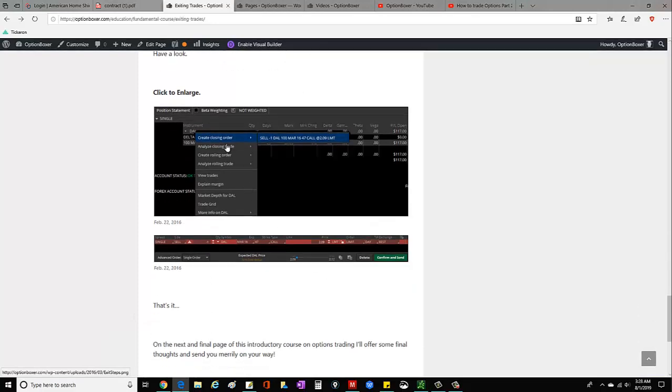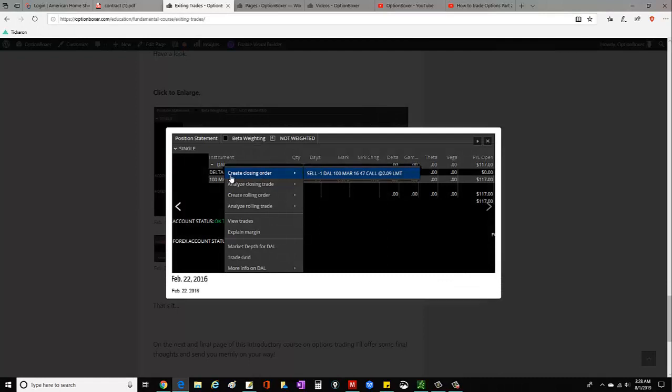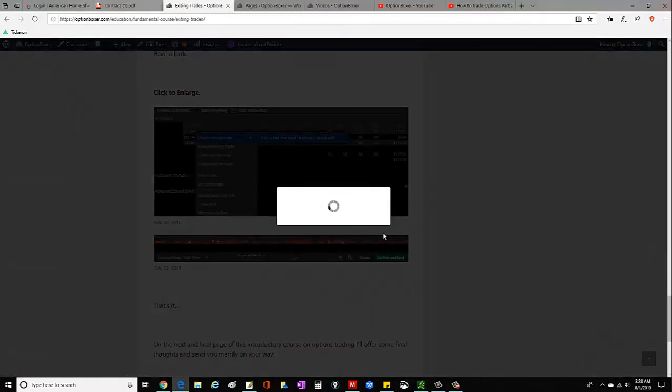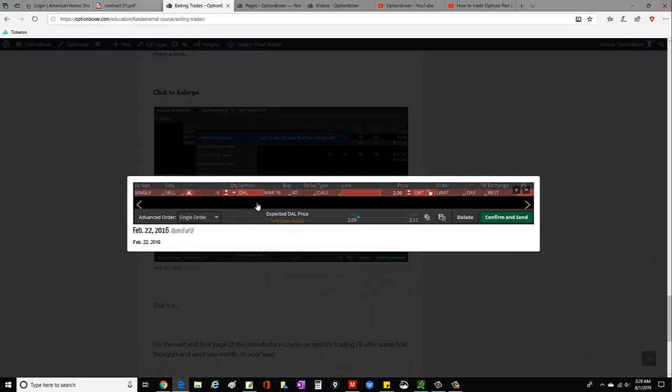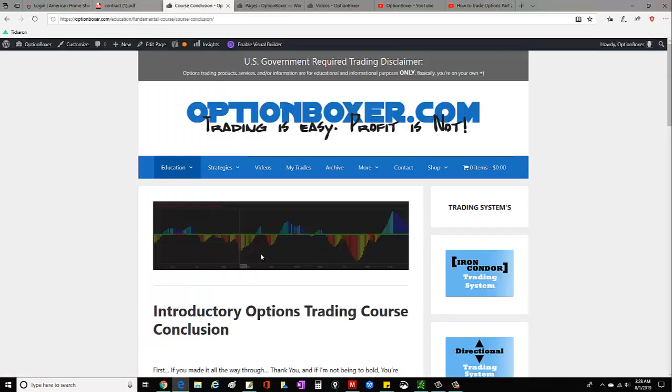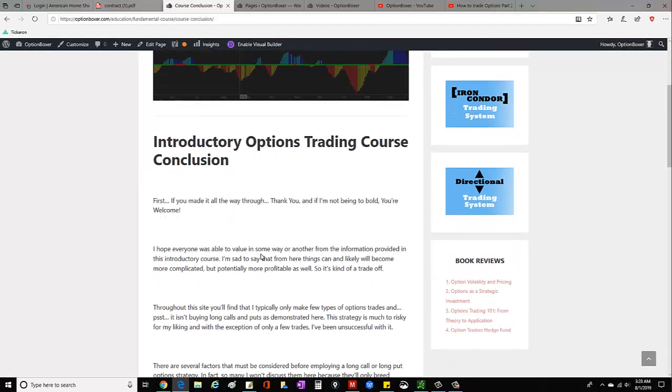And you can see here, this is actually an image of the monitor tab, what you would kind of look at. So you'll right click on that delta position and create closing order, and then sell one delta contract. And then of course it'll open up this screen, which we just looked at, and you're just simply selling to close this position, and you'll confirm and send it, and then that's it. So on the next page we'll take a look at a couple of my final thoughts, and then that'll be the end of this introductory how to trade options video course.